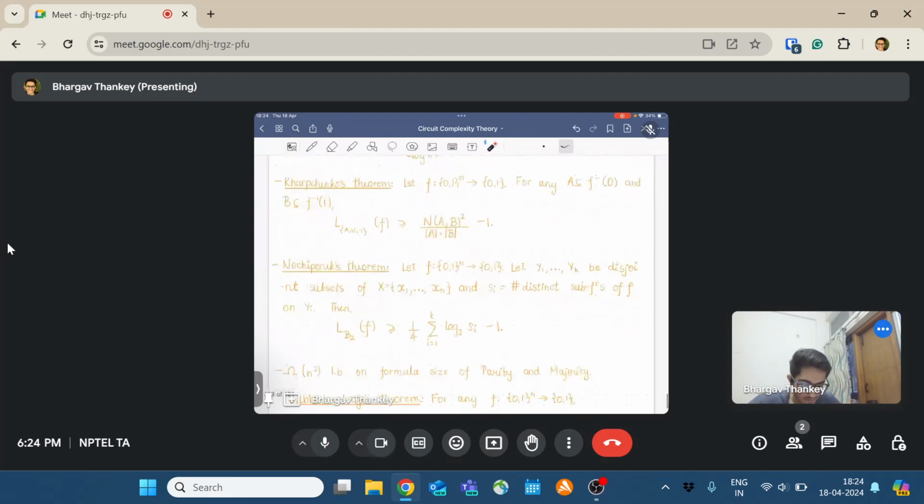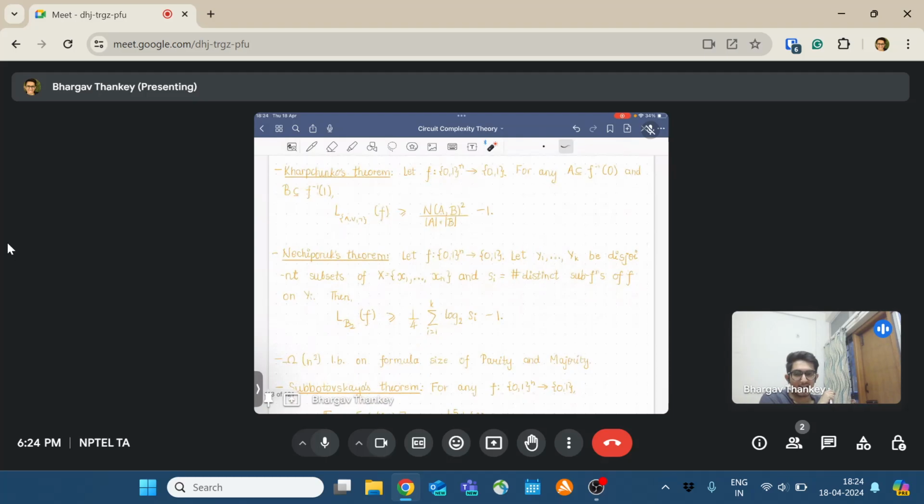And using these two, we obtained an omega n squared lower bound on formula size for parity and majority. Okay, so we use this one for parity and this one for majority. Moreover, we also saw that omega n squared is sort of best in both of these cases. So we saw in the problem solving sessions that Khrapchenko's theorem and Nechiporuk's theorem cannot give you a lower bound better than omega n squared for any function family. Okay, I think this was in the second or third week.